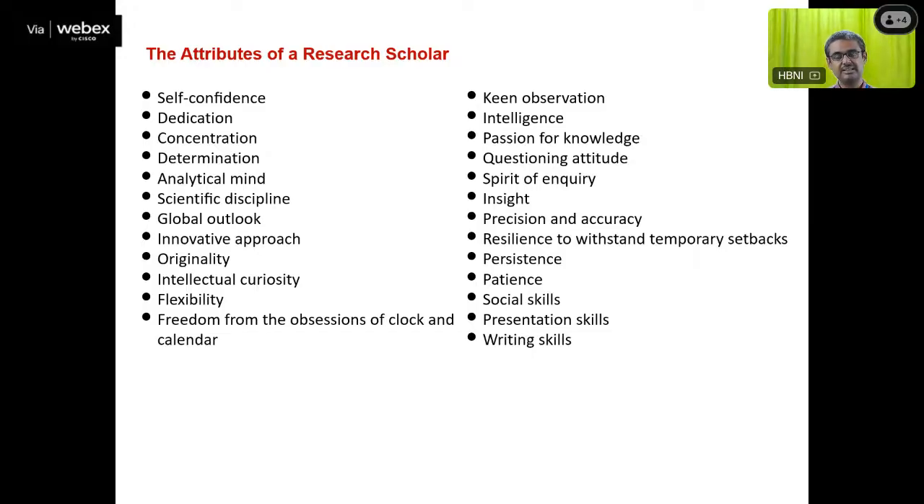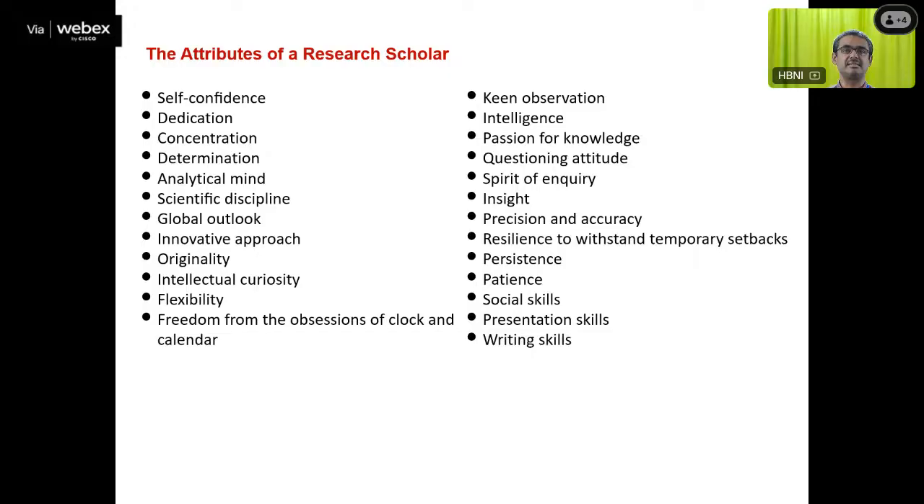Unless and until your data is precise and accurate, it becomes difficult to publish in a high standard journal. Resilience to withstand temporary setbacks. We all face temporary setbacks. This is a natural phenomenon, and it has gone through me also, and probably many people. That is where determination and dedication come in. We should develop the resilience to withstand these temporary setbacks.